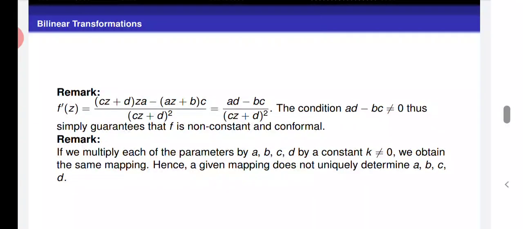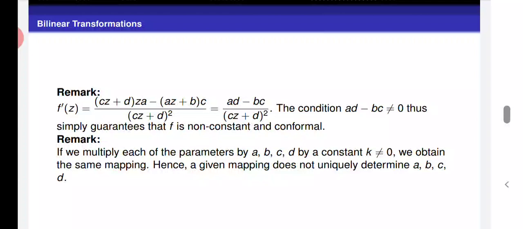Now we have an important point to mark here. f dash z is equal to cz plus d multiplied with a, minus az plus b multiplied with c, upon cz plus d whole square. So we have ad minus bc upon cz plus d whole square. The condition ad minus bc not equal to 0 thus simply guarantees that f is non-constant and conformal.